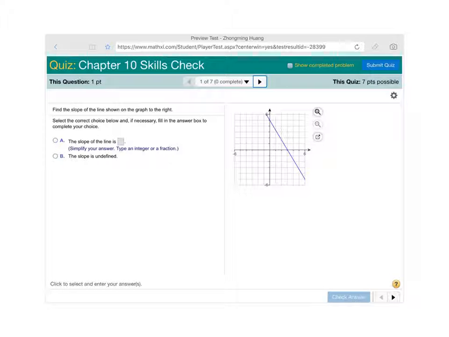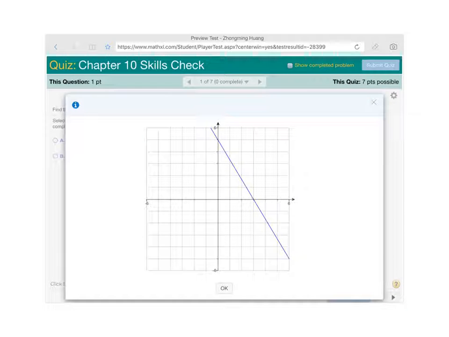In this problem, we are given the graph and we need to find the slope of the line. Now, let's zoom in to this graph, and then we can see that this point is when x is 0, y is 5. So this point is (0, 5). This point is (3, 0).